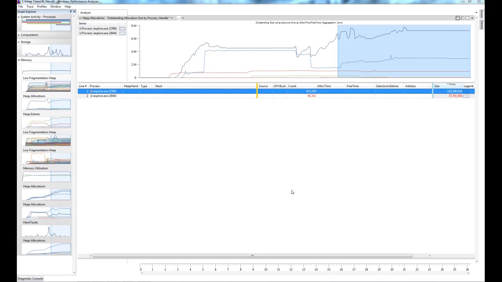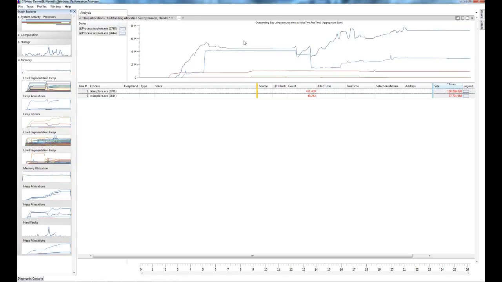So in the interest of time, I'm starting with a trace that is opened, and I've already loaded symbols and spent some time making sure symbols are resolved so that we don't have delays for symbol resolution in the demo. The view that I've brought over here is the outstanding size of the heap plotted versus time. Each one of the lines in the graph shows a different heap. So you can see here that there are a number of heaps, about 8.